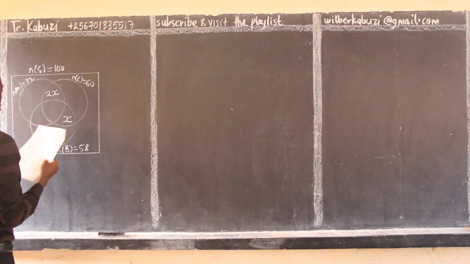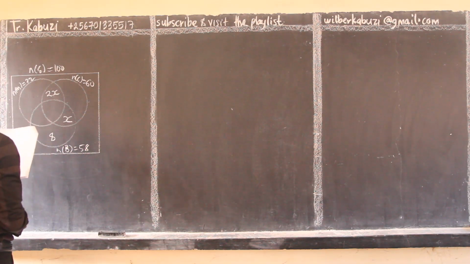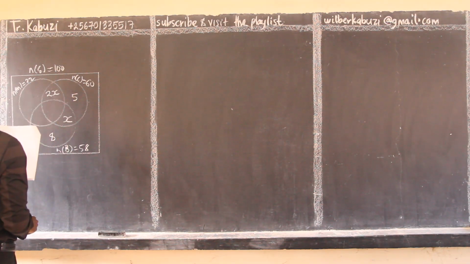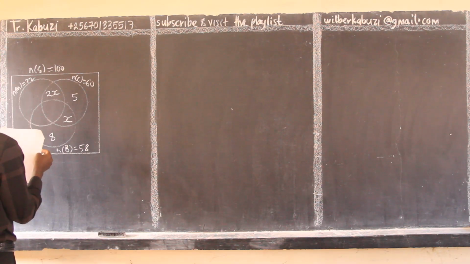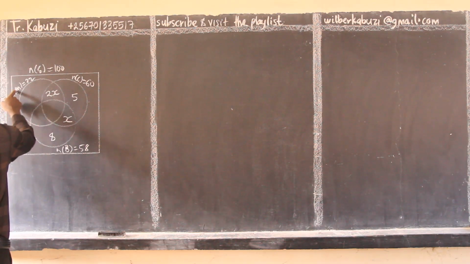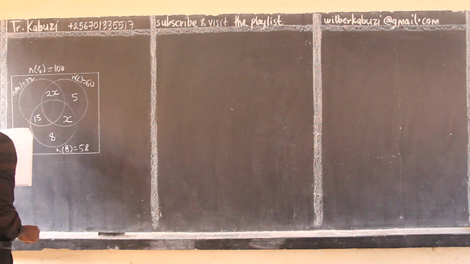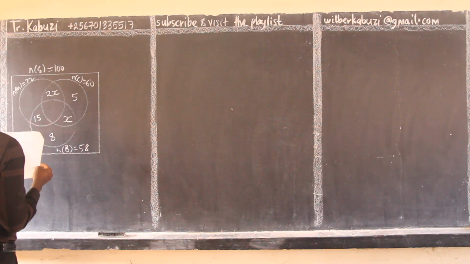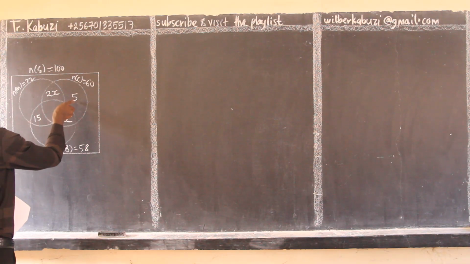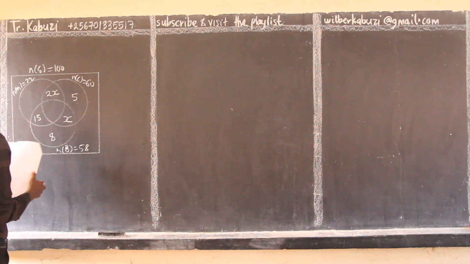Additionally, 8 students eat only beans, 5 eat only chicken, and 15 eat meat and beans only. So here we have 15 only. Students who don't eat any of the 3 are equal to those who eat chicken only. So these are 5.